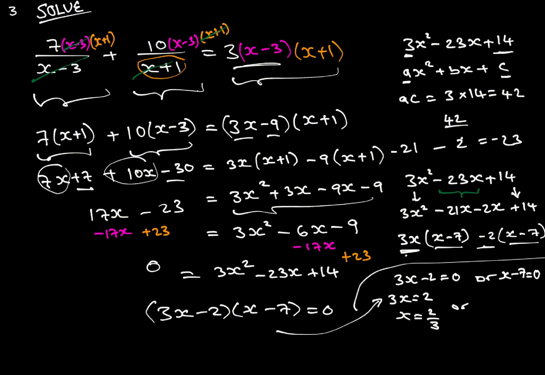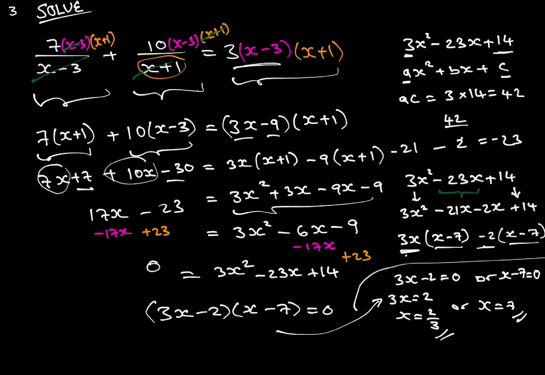And then for the next one, x minus 7 is equal to 0, so that means x is equal to 7. Plug them back in if you really want to double check if your answer is correct. It should equal the original question. So that's 7 over x minus 3 plus 10 over x plus 1 should equal 3.